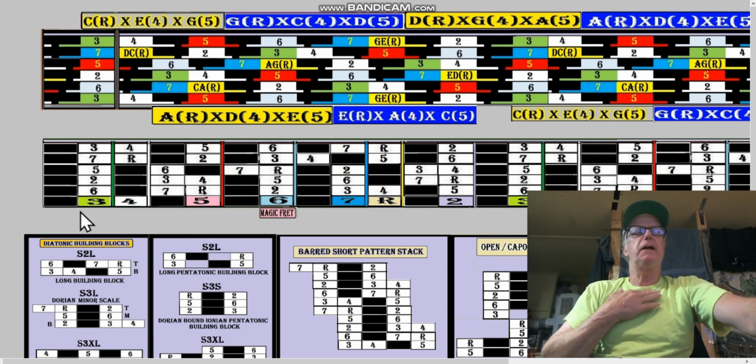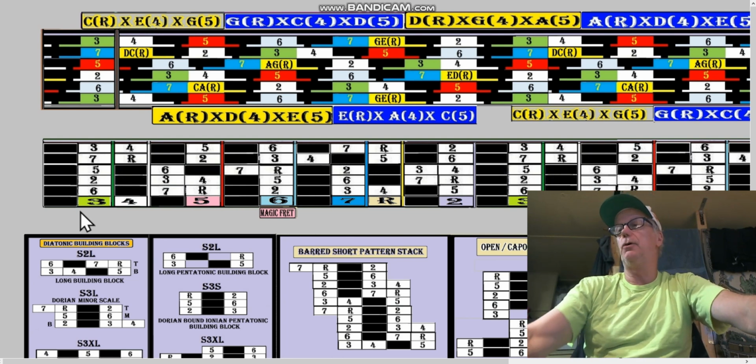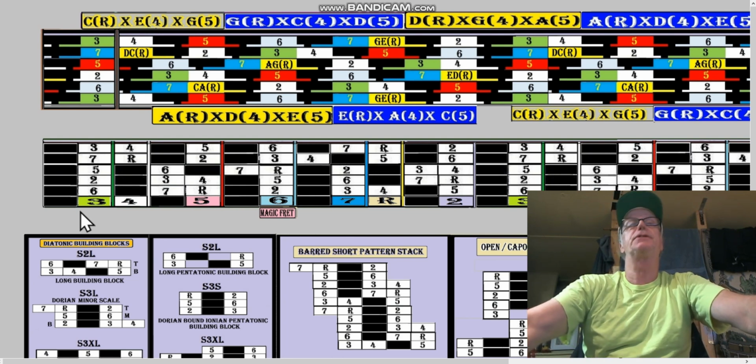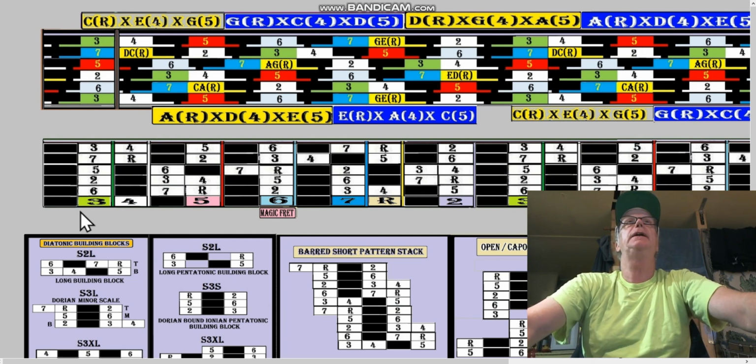I'm sorry, I've got quite a bad cold, but today is going to be a good day. I know it, because yesterday it couldn't get any worse. C, A, G, E, D. Okay, there's one CAGED interval of the guitar.